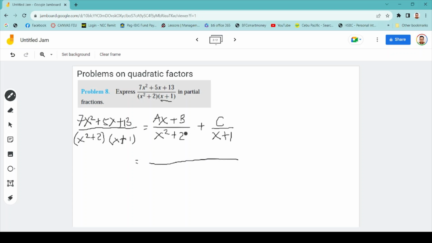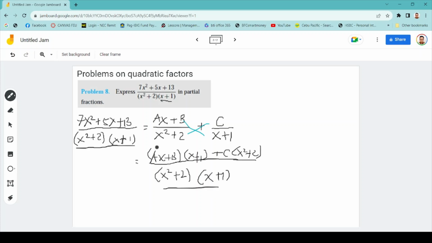Then we combine. If we add these, when you have denominators like this, you can just multiply by x plus 1 and do cross multiplication. So we have ax plus b times x plus 1, and then the other one is c times x squared plus 2. If you notice, the denominators are the same, right? So we can simplify by just copying the numerators.